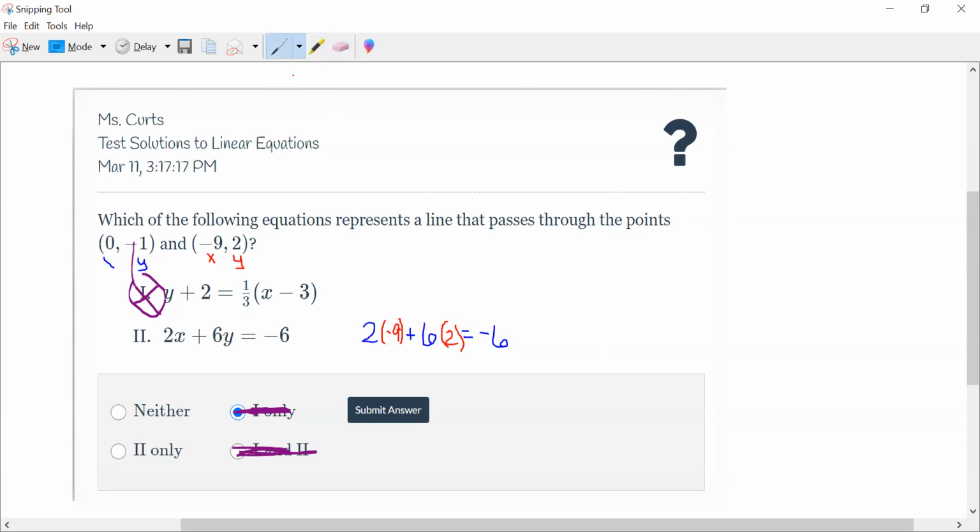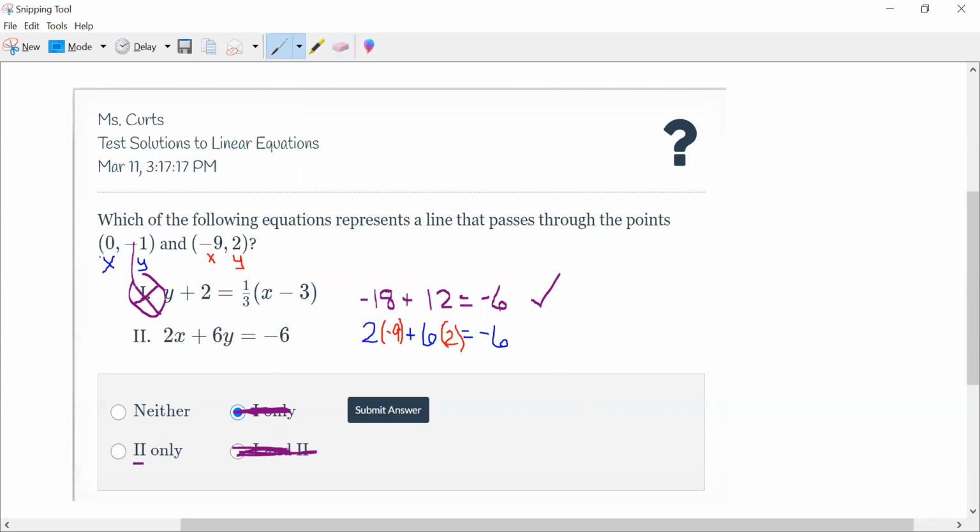All right. 2 times -9 is -18. 6 times 2 is 12. So we end up with -18 plus 12 equals -6. That is a true statement, okay? But we don't know for sure yet that it's number 2. We also have to test the other point.